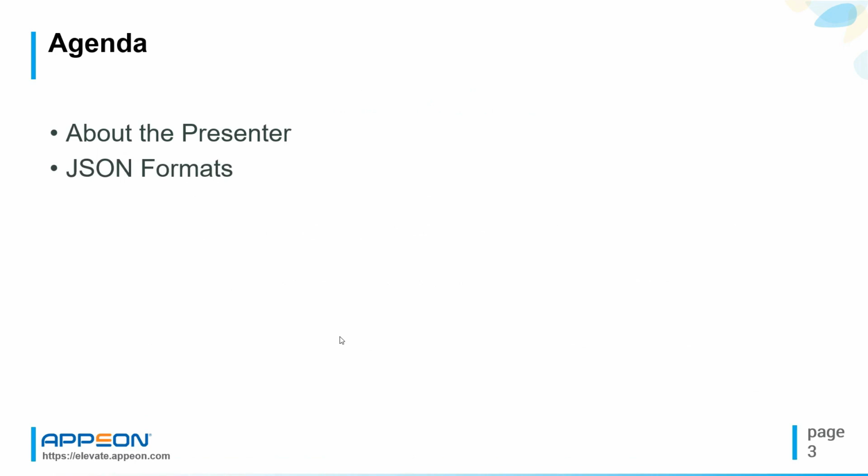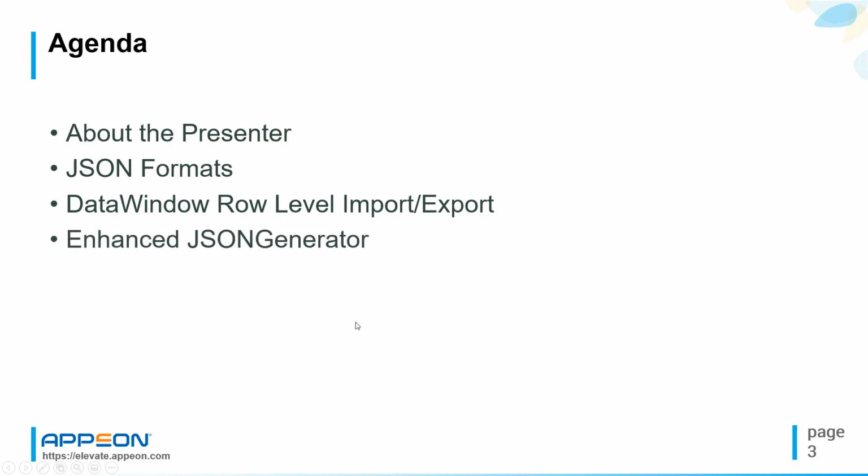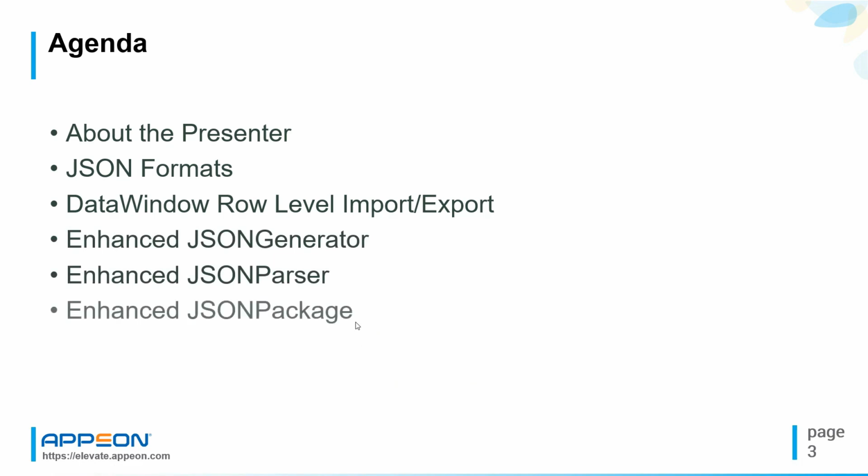We'll talk about the JSON formats. Now, that's not necessarily new to 2019, but it's important information to understand what some of the enhancements are about. And then we're going to go into the specific enhancements. One of them is the ability now to import and export JSON to and from a DataWindow on a row level rather than exporting all the rows, which is what we had to do previously. We're going to look at some enhancements to the JSON Generator, enhancements to the JSON Parser, enhancement to the JSON Package. I'll have a little demo, and then we'll have some questions and answers.